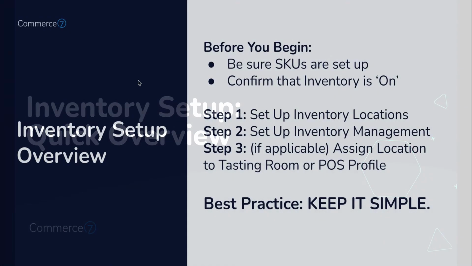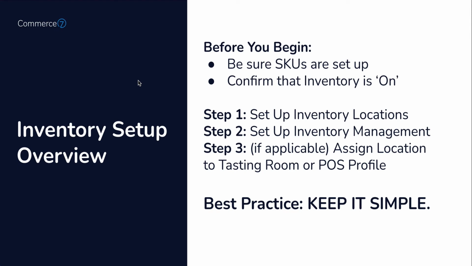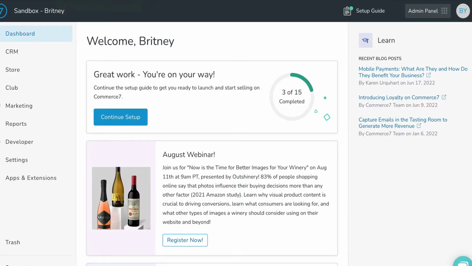Okay, this is a really quick inventory setup overview so that you know what's involved and the steps in getting it all set up. So the very first thing you need to do before you begin is be sure that all of your SKUs are set up within Commerce7. And then you want to confirm that the inventory is on. So let's quickly go in there and take a look to see where we do that.